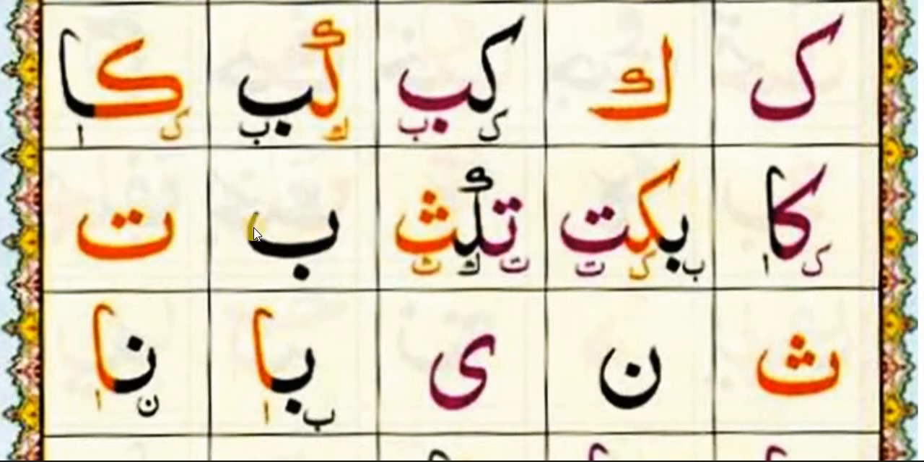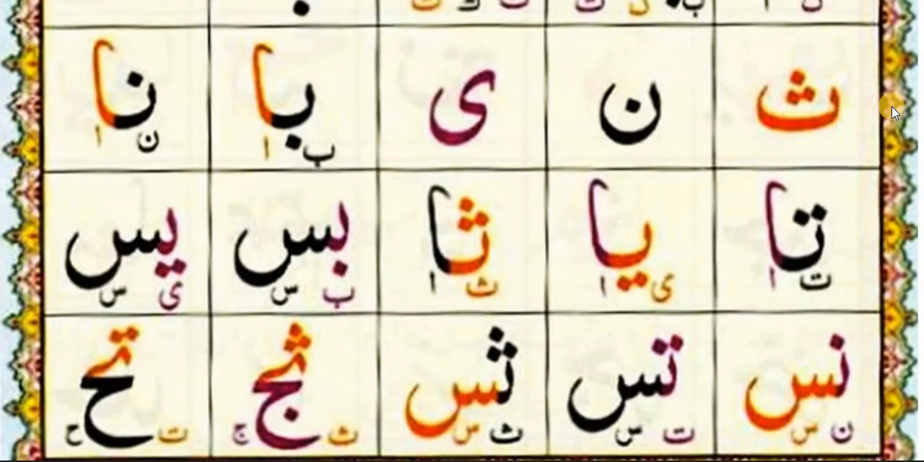Next is the full form of ba. Ba. Next ta. Next one is sa. Sa is a soft letter. Sa.